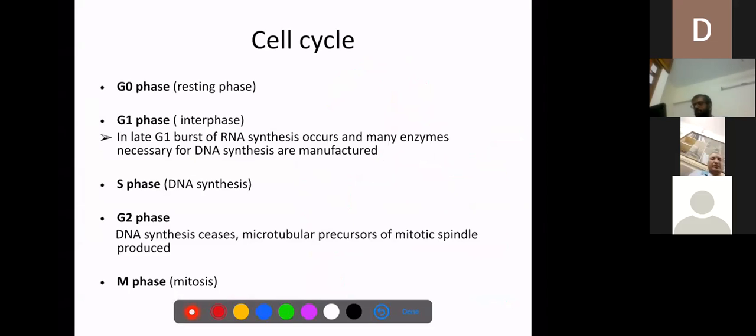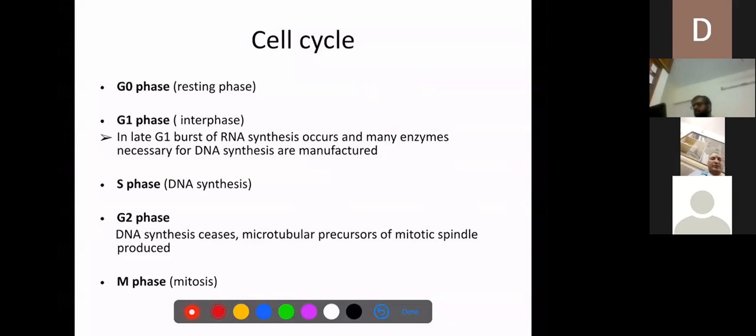Cell cycle, all of you know, you have gap 0 phase, gap 1 phase, and synthesis phase, gap 2 phase, and mitosis phase. Gap 0 phase is the resting phase. The cell is not going to do anything, just rests on. If there is a requirement, it will come back into the cell cycle at the G1 phase. G1 phase is also called interphase.